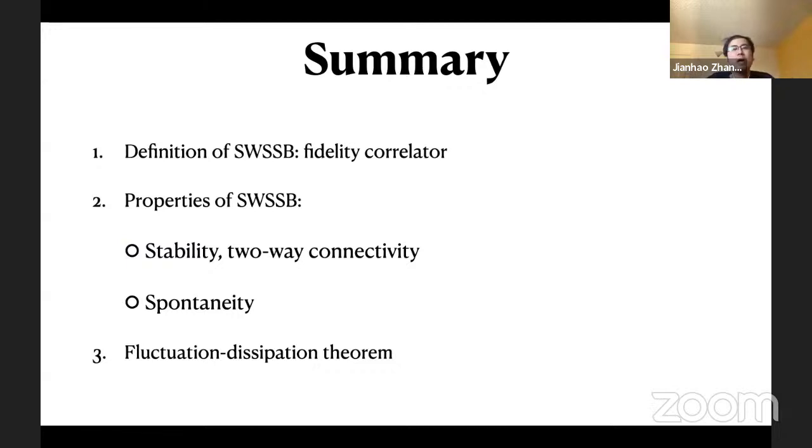Okay, let me summarize my talk today. Firstly, I gave the formal definition of the strong-to-weak SSB, as well as the universal order parameter called the fidelity correlator.